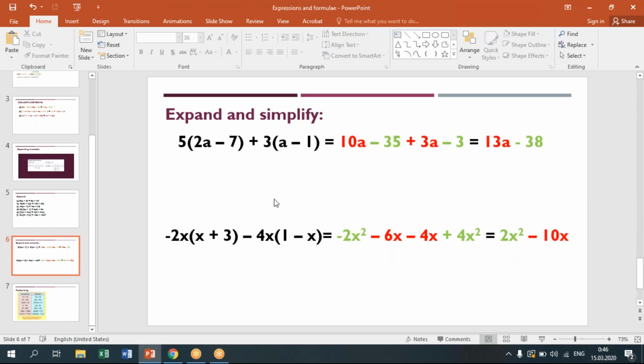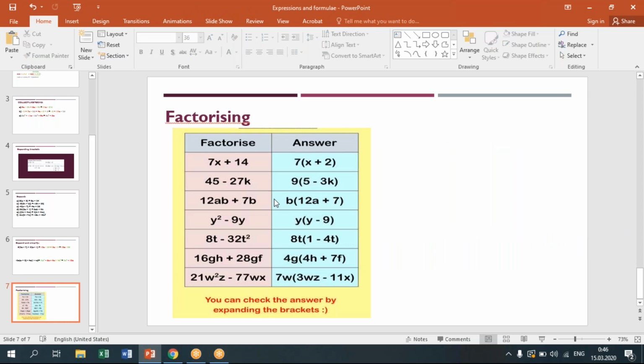Okay, next, factorization. What does factorizing mean? For example, in the first one, we have 7x plus 14, and they ask us to factorize it.